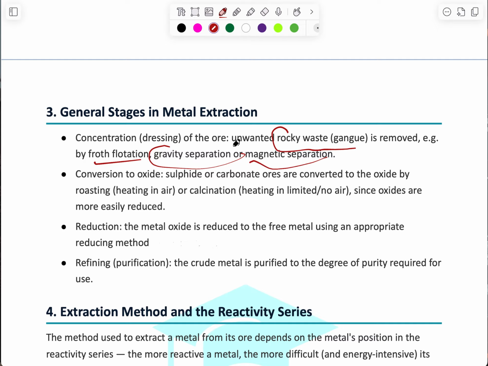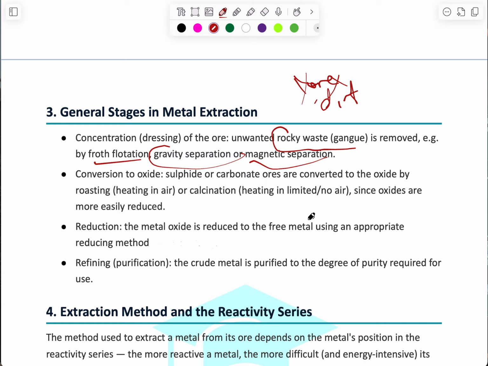Magnetic separation and gravity separation are methods we use in separating solid from solid. I think I explained the concept of separation techniques in our previous classes. So let's say a particular ore is buried in debris, and you want to extract the debris away from it. So that's the first one. You concentrate it, you isolate it, and then conversion to oxide.